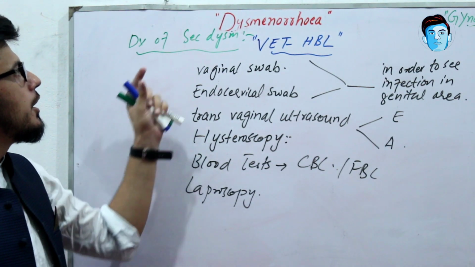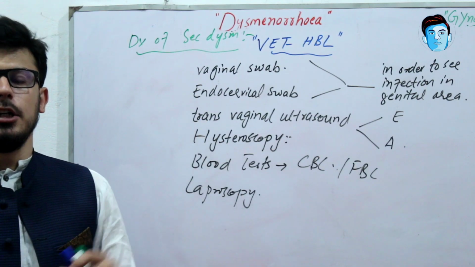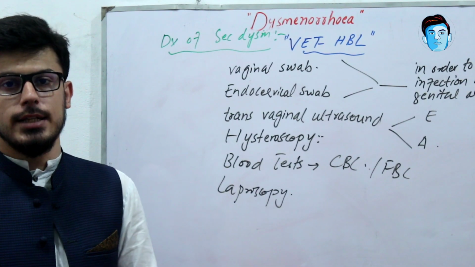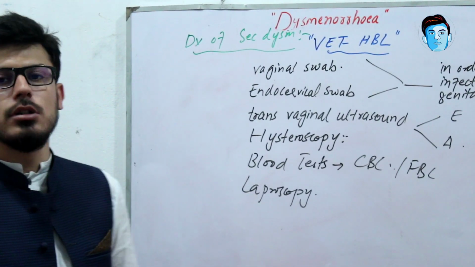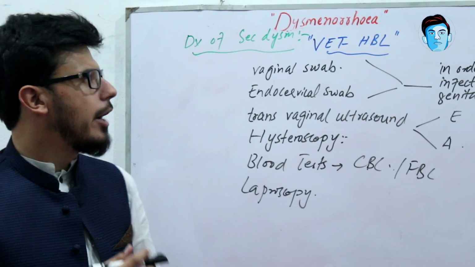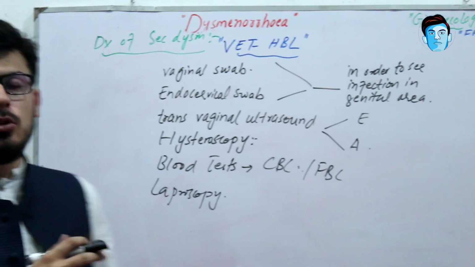So how would you treat the patient with a secondary dysmenorrhea? Often it is associated with a cause, and you have to treat the cause, but usually the patient is given NSAIDs in the form of mefenamic acid or indomethacin. So students, that's all about the dysmenorrhea.